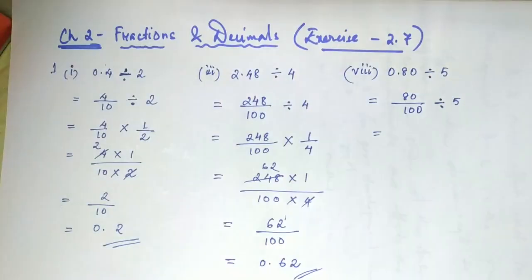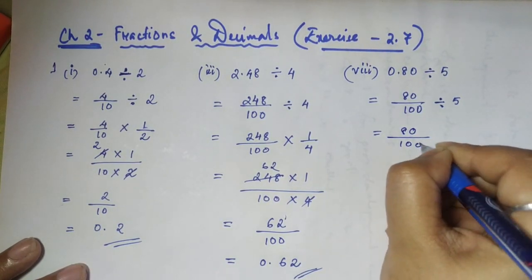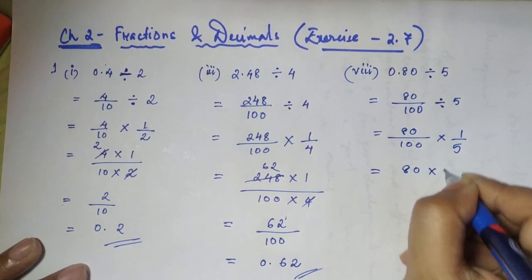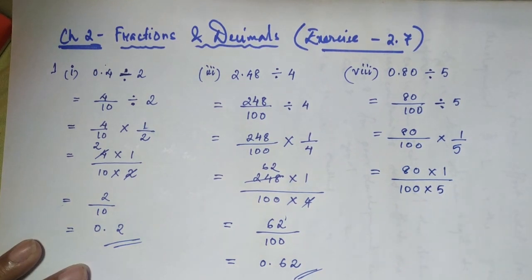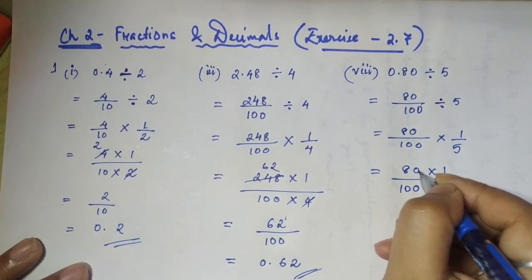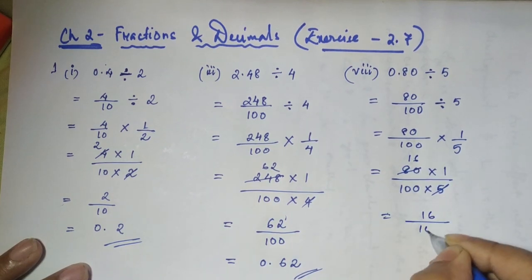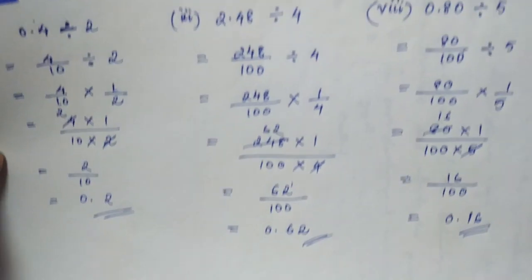So what happens here is 80 by 100, and this gets reciprocal, right? So numerator 80 into 1 and denominator again. Okay. Now see here, 5 16s are 80. So again we can keep it as 16 by 100, and if we do it, it will become 0.16. The final answer should be in decimal. That is the main thing. So here you will find few more sums.